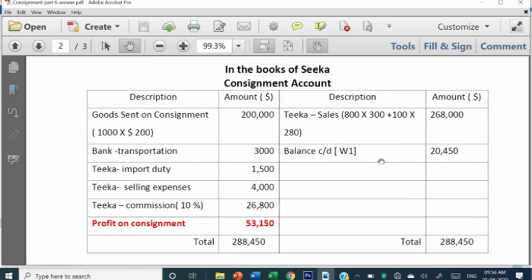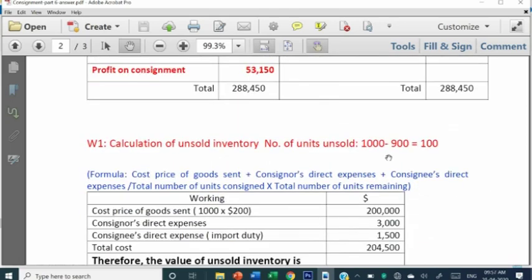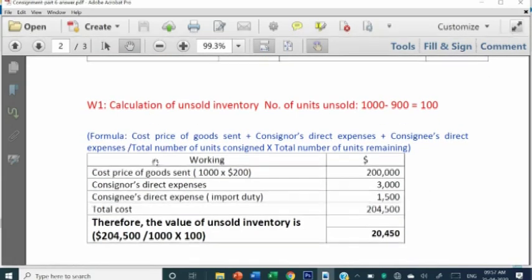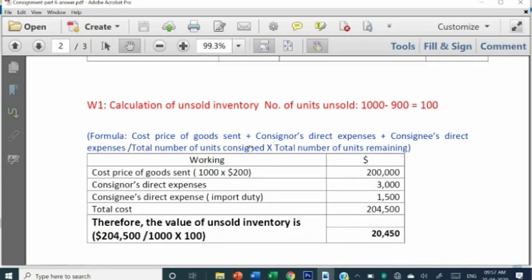Now let us look at how to calculate the value of unsold inventory. Number of units unsold: 1000 units were consigned, 900 units sold, and the number of units remaining 100. Now you have to calculate what is the value. You already know the formula: cost price of goods sent plus consignor's direct expenses, consignee's direct expenses, divided by total number of units consigned, multiplied by total number of units remaining. So this formula gives you the value of these 100 units.